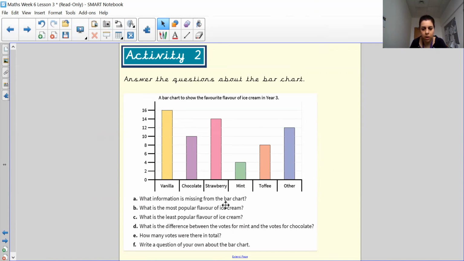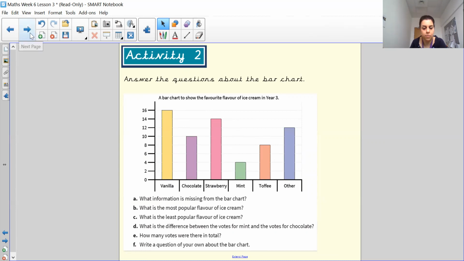What is the most popular flavour of ice cream? What is the least popular flavour of ice cream? What is the difference between the votes for mint and the votes for chocolate? How many votes were there in total? So you're going to have to do all of those, and write a question of your own about the bar chart. So you're going to write your own question, and if I see that, I'll try to answer it looking at the bar chart.